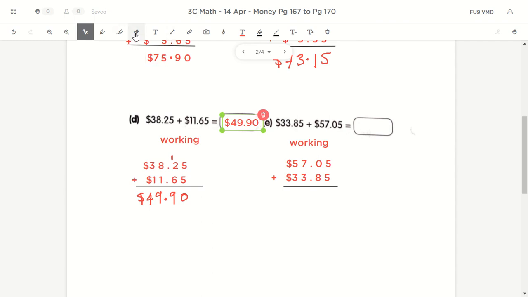And the last one of the page. 5, 5 is 10. You put 1 over here. 1, 0 is 1 plus 8 is 9. Decimal point. 7, 3 is 10. Regrouping 1. 1, 5 is 6. 6 plus 3 is 9. So $90.90.